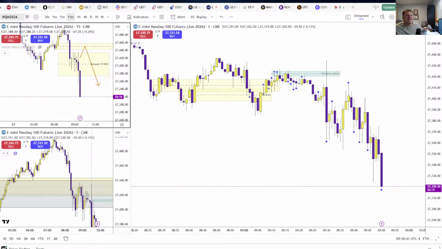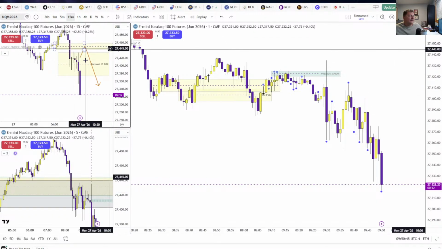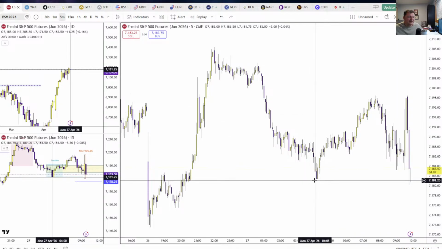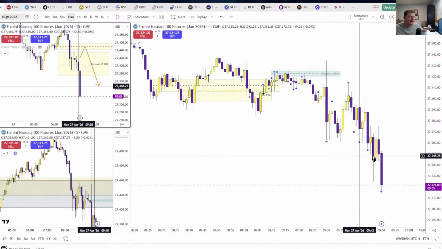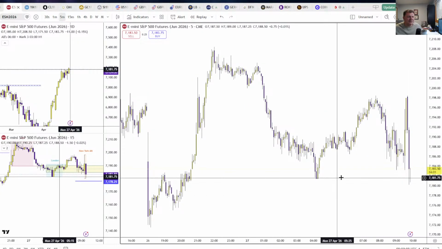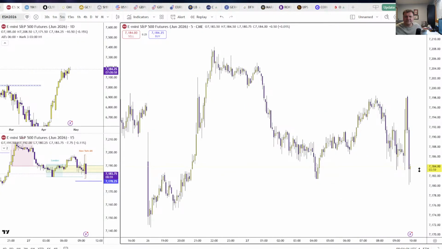Don't like how ES and NQ aren't really together. ES and NQ aren't together. Well, they've both taken their lows now. So ES is taking its low. NQ is taking its low with a big run.